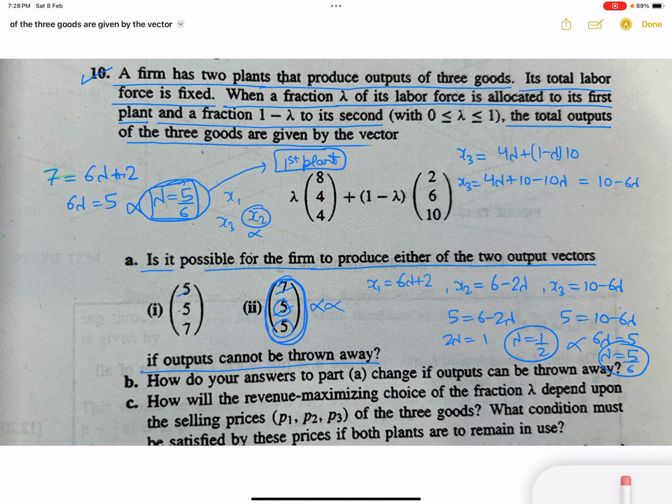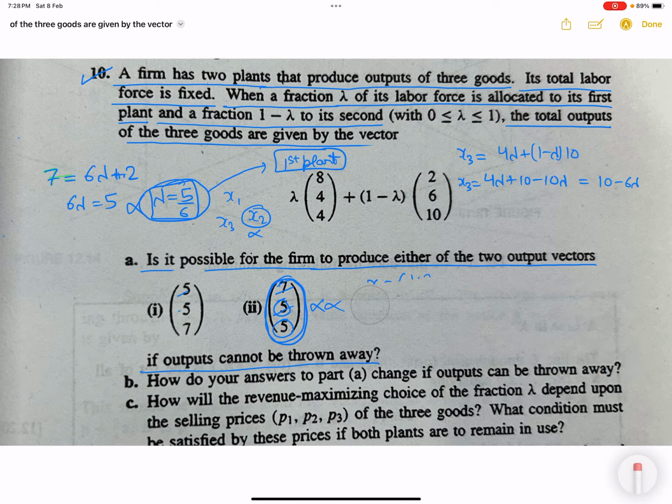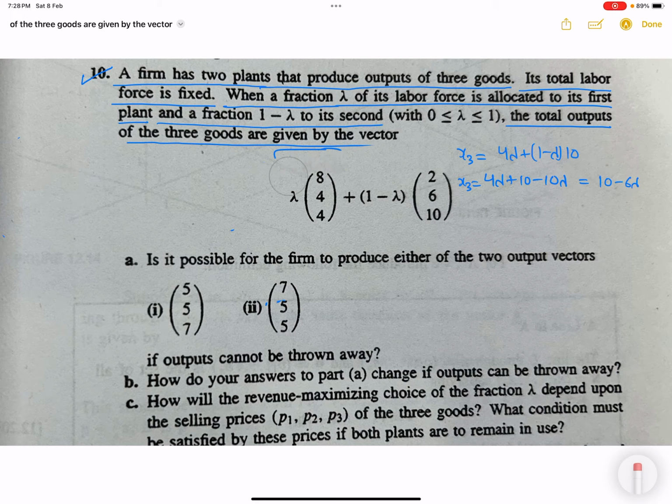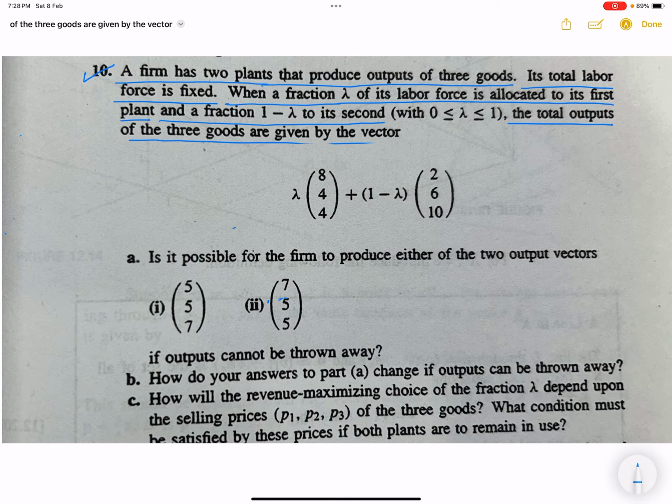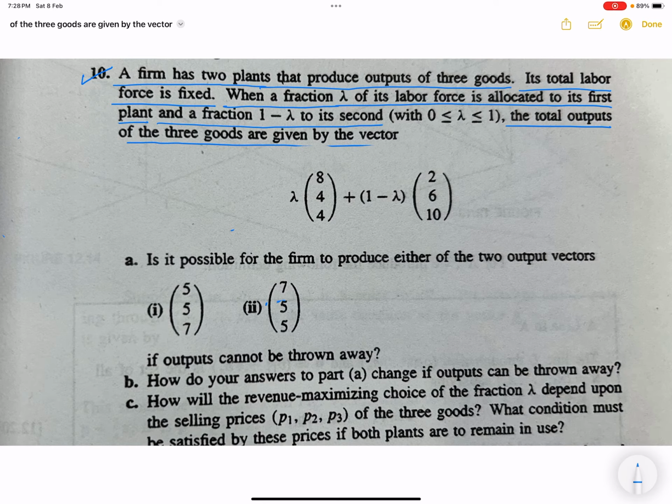Now the second part of the question asks us, okay, I erased all, how do your answers to part A change if outputs can be thrown away? So in this case, even without throwing the outputs away, we were able to produce this, so we will be able to produce this now as well.